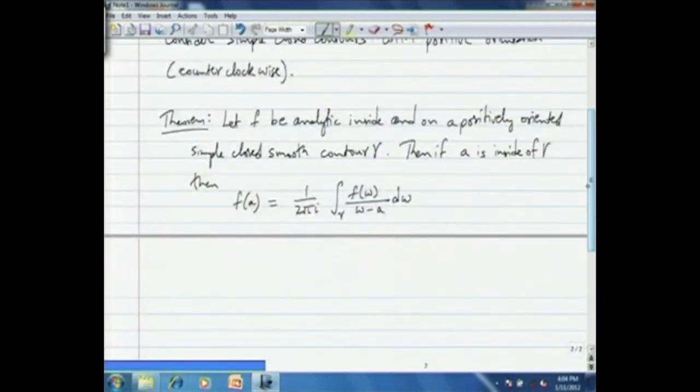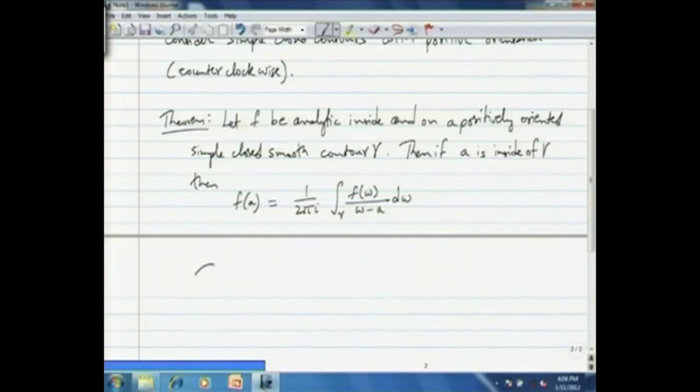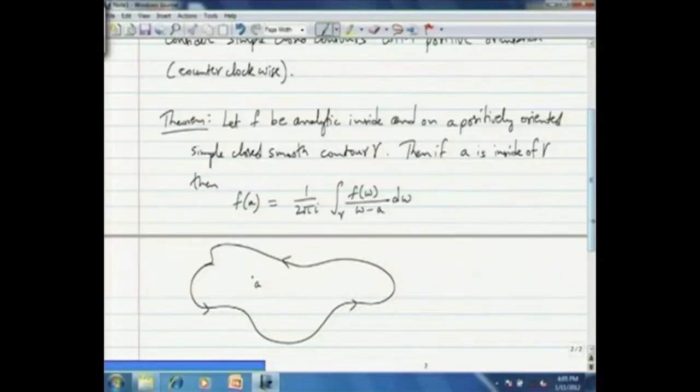The requirement that the contour gamma is smooth can be dropped. We can assume a piecewise smooth contour, but for simplicity, I will assume a smooth contour. The intuitive picture we can keep in mind is the following. Here is a schematic. Suppose this is a simple closed contour oriented in the counterclockwise direction. If A is a point inside, then f should be analytic inside and on the curve, which means it is analytic in an open set containing this curve gamma and the inside. Then the value of f at the point A is given by the integral on the right hand side of the statement of the theorem.